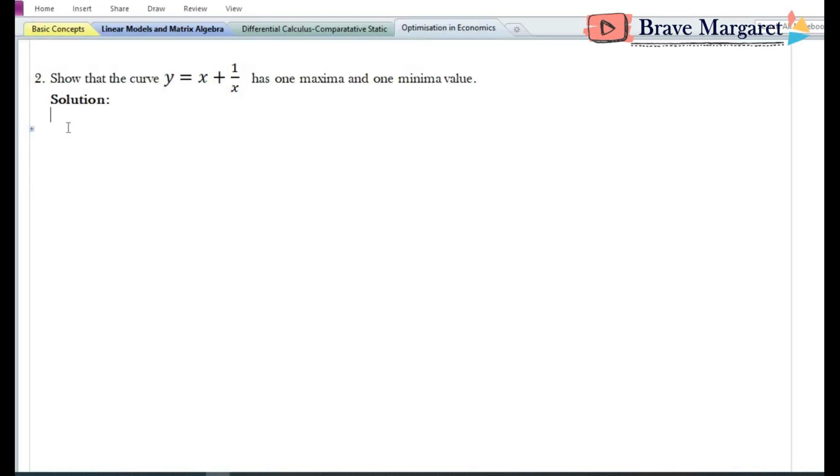Let us now look at the second problem. They have asked to show that the curve y equals x plus 1 by x has one maxima and one minima value. In the solution, we will write down, given the curve y equals x plus 1 by x, we need to show that the curve has one maxima and one minima value.